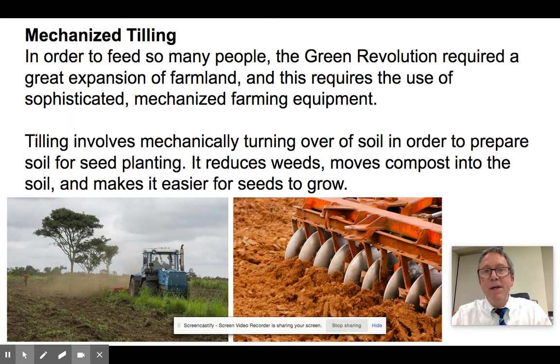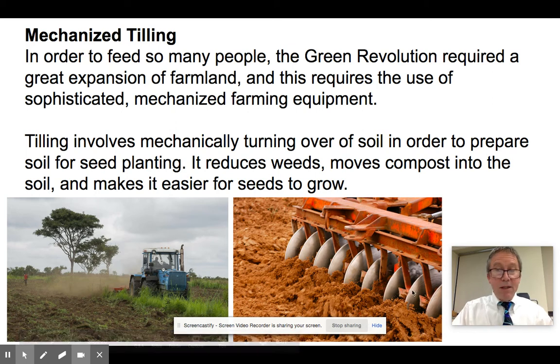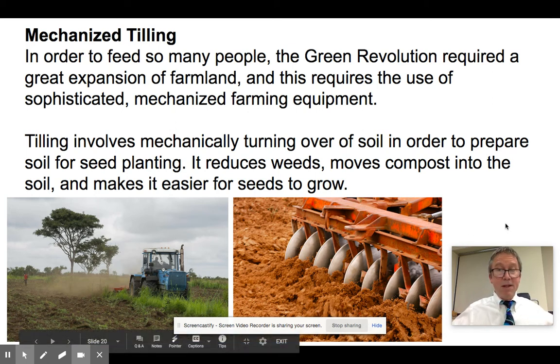Now, another thing that's a problem is mechanized tilling. In order to get the soil ready, you have farmers that go out with these plows and tillers, and they just turn the soil under, so you can take all these weeds and put them underground, and then you make these furrows. You put your seeds in, and you know what? It's a fast and efficient way of turning land into farmland, but it comes at a cost.